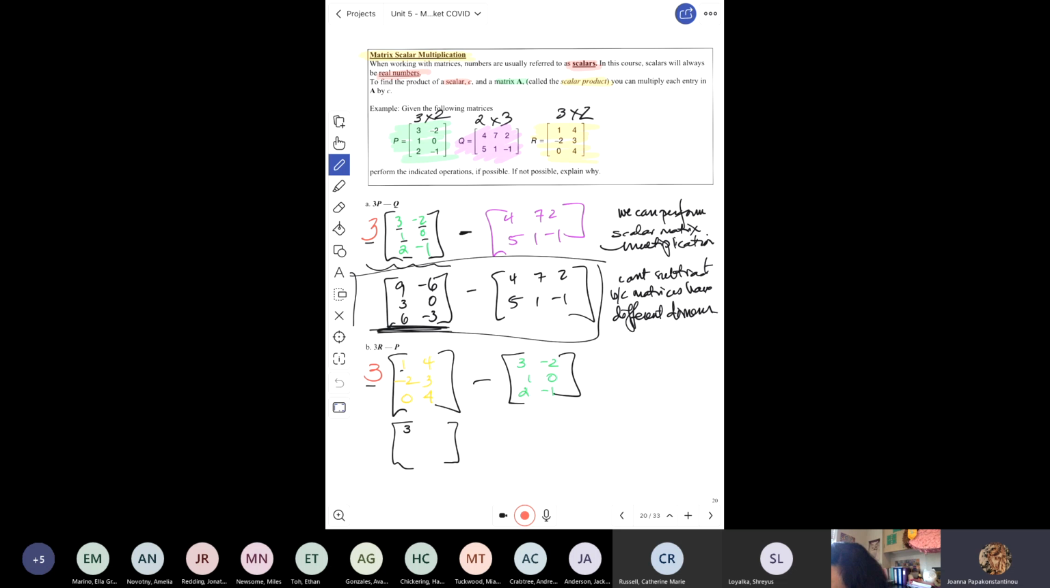No. 3 times 1 is 3. 3 times 4 is 12. Keep going. Yes. And now what do I have to do? I have to subtract. Can I perform subtraction? What is the order of the resulting matrix? Okay, very good. All right, and give me those elements.